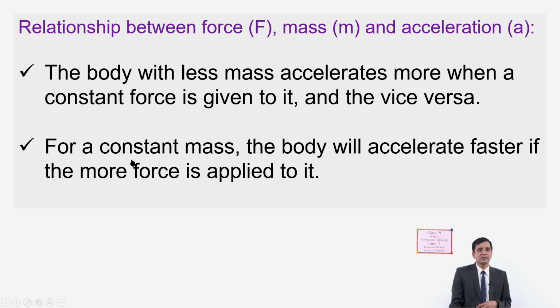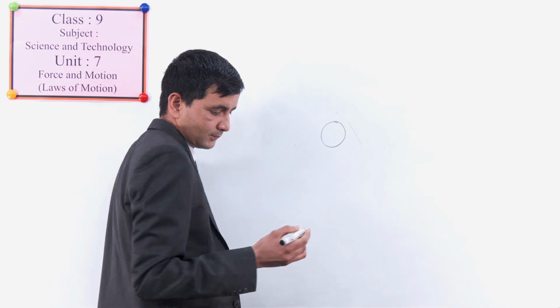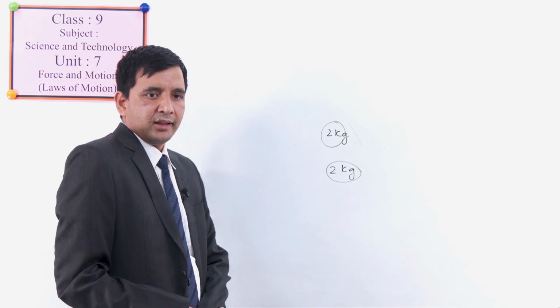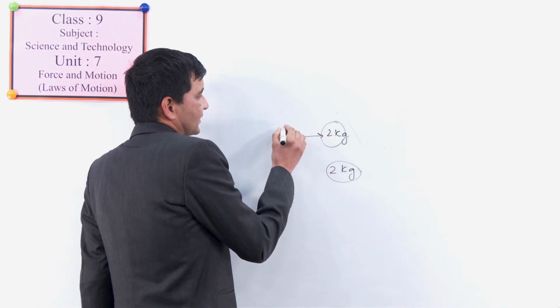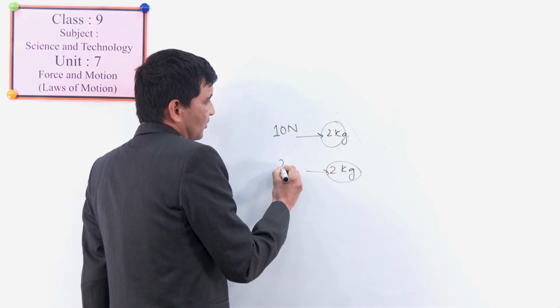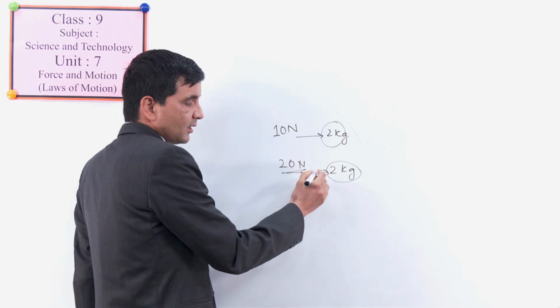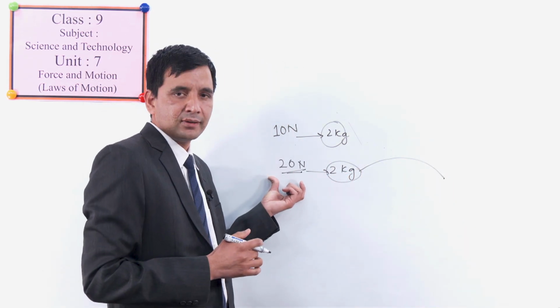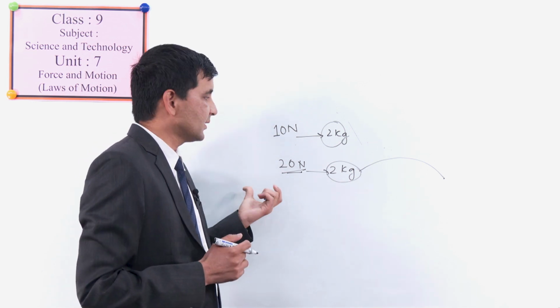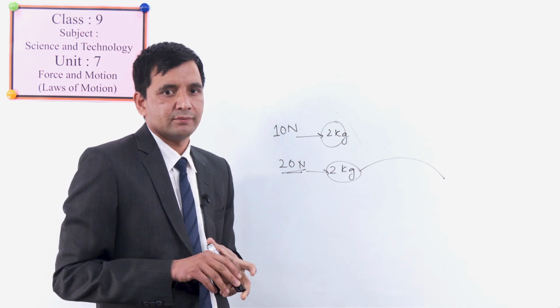On the other hand, for a constant mass, the body will accelerate faster if more force is applied to it. It means if we take a constant mass, suppose 2 kg of mass each, it means that the mass is constant. And when we exert different amounts of force, let's say we apply 10 Newton of force to the first body and 20 Newton of force to the second body, the mass is the same, so obviously we can say that in the second case, when we apply 20 Newton of force to the body having the same mass of 2 kg, it accelerates faster or moves with higher velocity.